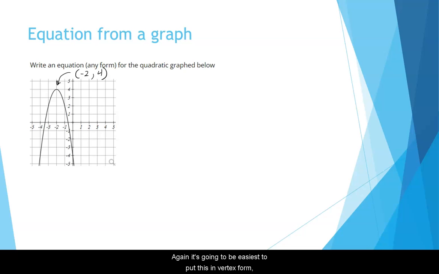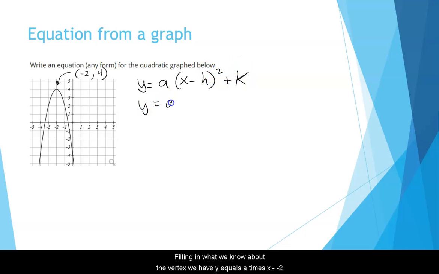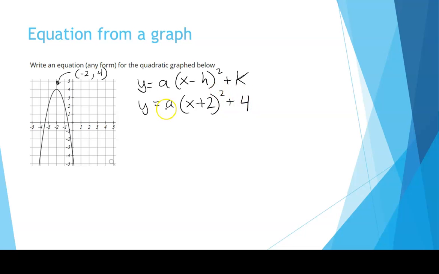Again, it's going to be easiest to put this in vertex form, so let's use that form. We can use y, or f of x, equals a times x minus h squared plus k. Filling in what we know about the vertex, we have y equals a times x minus -2, which turns into plus 2, quantity squared plus 4. I still don't know what this a is, so I'm going to have to find some other point on this.